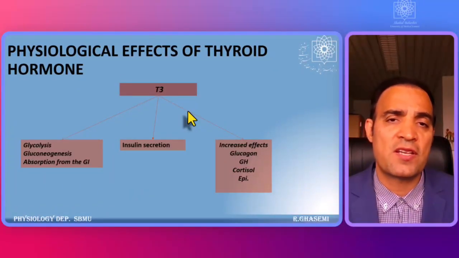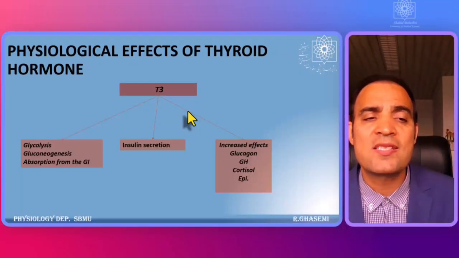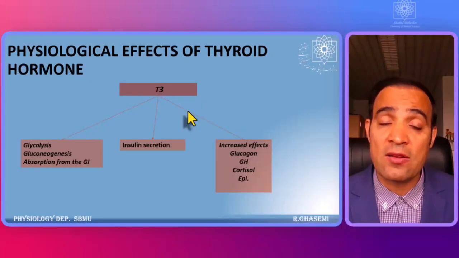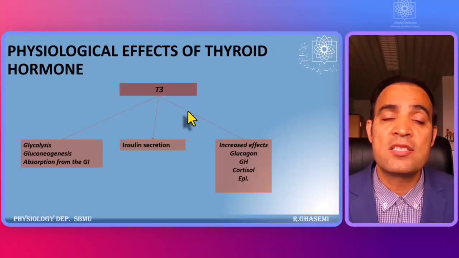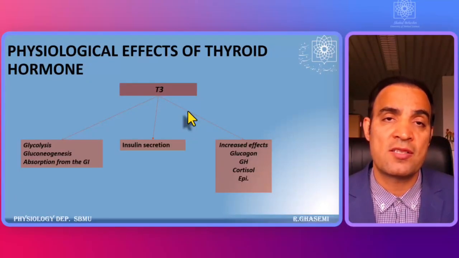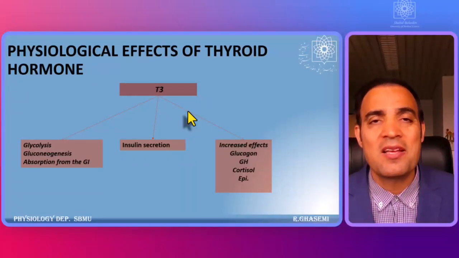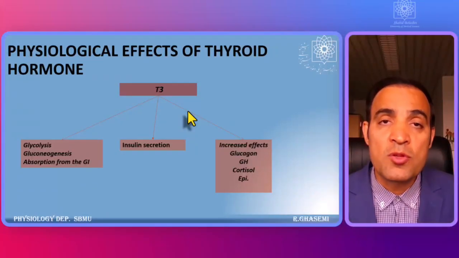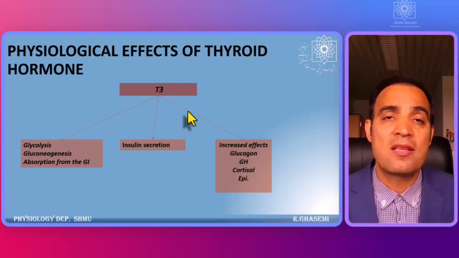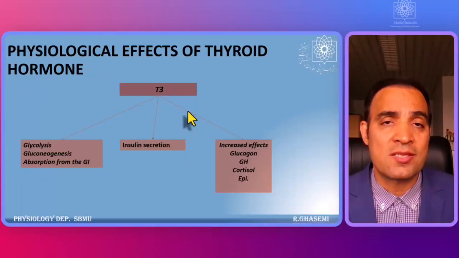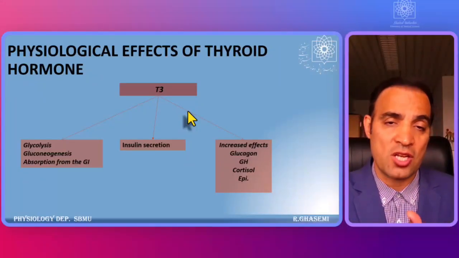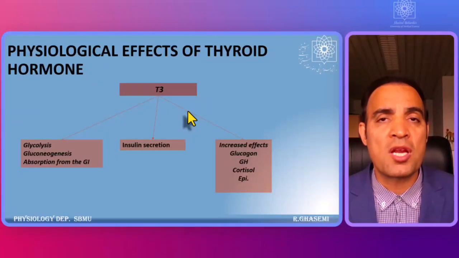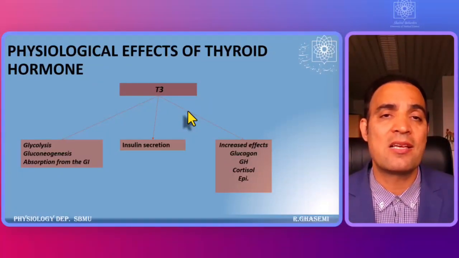In addition to these effects that I told you, T3 also stimulates glycolysis and gluconeogenesis, and also increases absorption of glucose from the GI system. This means that the glucose concentration is increased to be used as an energy source. Thyroid hormone also stimulates insulin secretion because of the high glucose concentration, and this high level of insulin allows the cell to absorb more glucose and use this glucose as energy source.